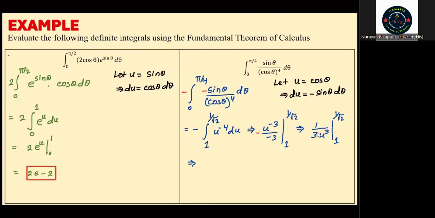So if you plug in the upper limit here, it will be 1 over 3 times 1 over square root of 2 cubed. And then minus, if you plug in the lower value, 1 over 3, 1 cubed. Now the first one will be, if I cube this one, 1 over square root of 2 cubed, which will be 2 root 2.